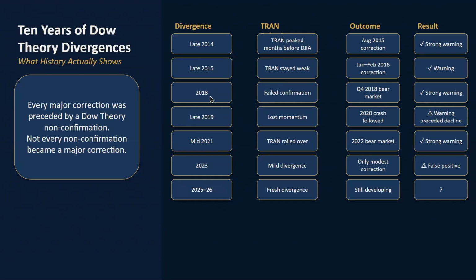So 2018, throughout that period there, they were diverging, but it failed to confirm, i.e. the market itself was in this sort of divergence mode, but nothing happened for the entire year until we got to the third quarter. So it wasn't really a failed confirmation, but it was a strong warning. Late 2019, the 2020 crash followed.